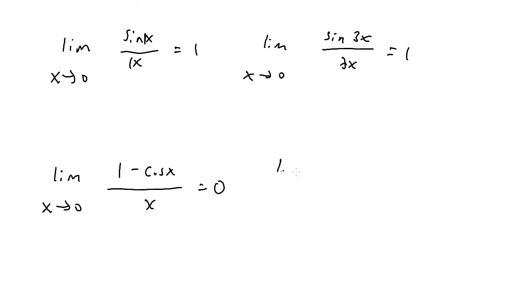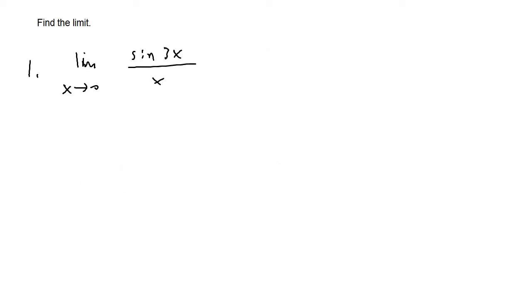So let's say we have the limit as x approaches 0 of 1 minus cosine of 6x over 6x. The limit will still be equal to 0. So let's go ahead and find the limit.